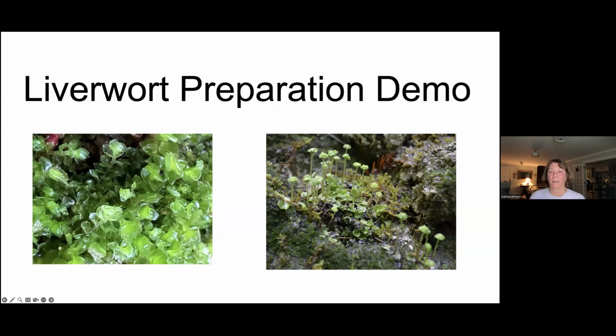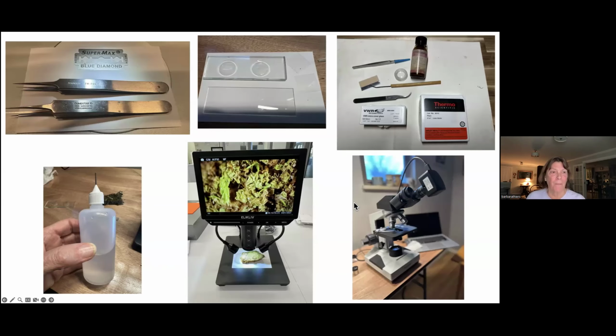Anyway, I'm going to show you preparation of two: a leafy liverwort called Scapania, and then a thalloid liverwort called Marchantia quadrata. Before I do that, I'm just going to show you some of the tools that I prefer to use. Everybody's different and will pick out their own; you'll find your own way to the tools that you like. I like a pair of number 5 Dumostar, very sharp, very fine-pointed forceps.